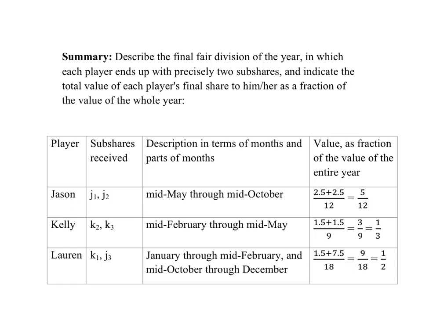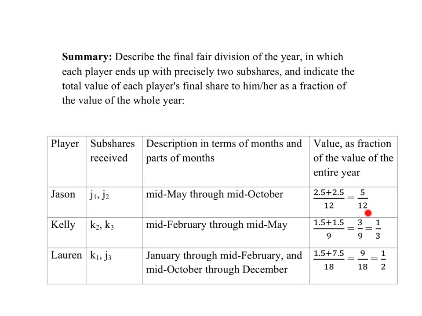So Jason is getting shares J1 and J2. Each one is worth 2.5 Jason points, out of a total of 12 Jason points, according to his estimation of the whole year's value. Right? So he regards his share as worth 5 Jason points out of 12 Jason points total for the year. That's 5/12. That's fantastic. That's more than a third, and he's happy.